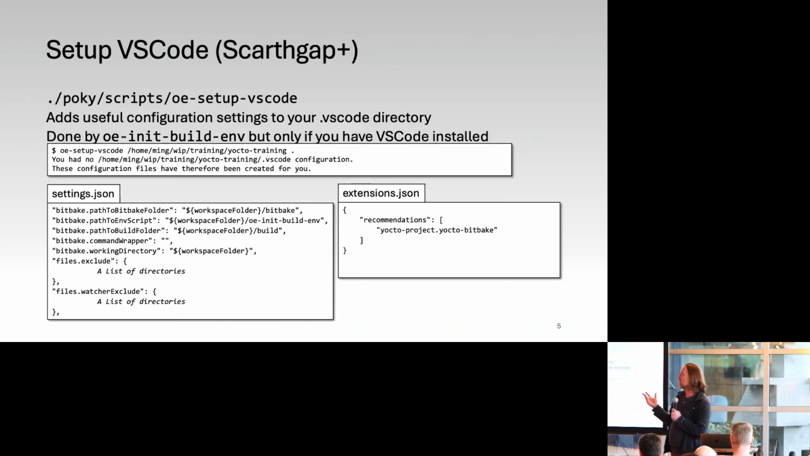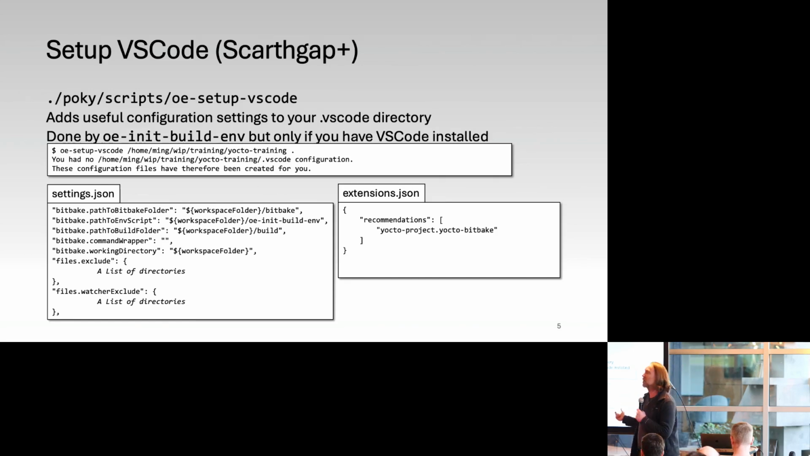Now, within the scarf gap, there is a setup VS Code little script that will give you some nice little default environment settings for your VS Code. Within the OE init build env, there is a thing that will detect if you've got VS Code installed. Now, because I'm running a headless server, I don't have VS Code installed. Therefore, it doesn't pick it up.